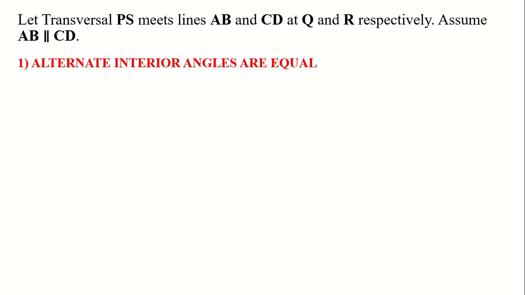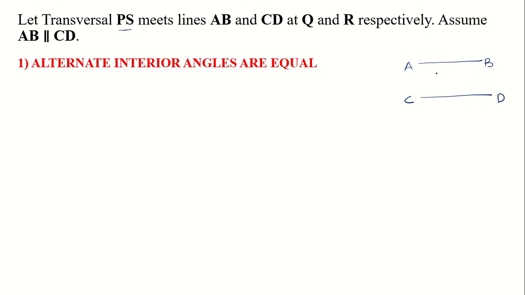Here a statement is given: let transversal PS meet lines AB and CD at Q and R respectively. Assume AB is parallel to CD. So what is given? We have two parallel lines. One line is named AB and the second line is named CD.